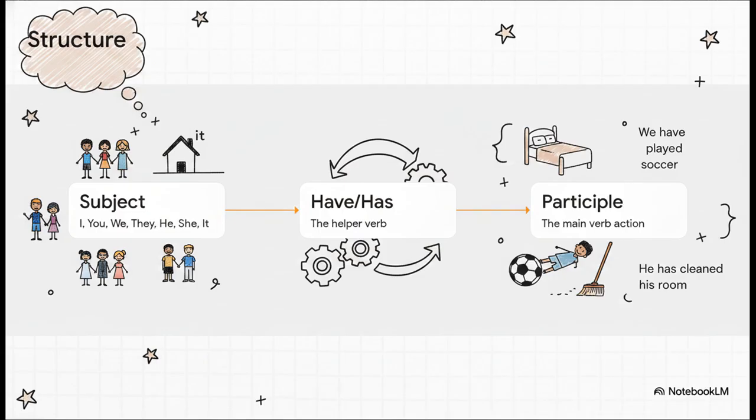Step 2 is your helper verb. That's going to be either have or has, depending on your subject. So, I have, but he has. Make sense? And step 3 is the past participle of your main verb. Put them all together and you get sentences like, we have played soccer, or he has cleaned his room. That have or has basically acts as the superglue holding the subject and the past action together.